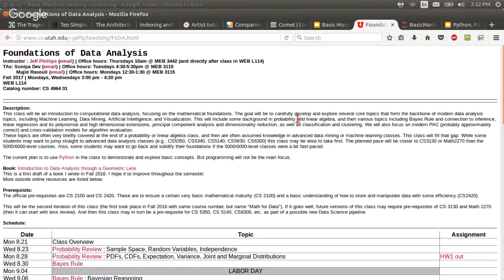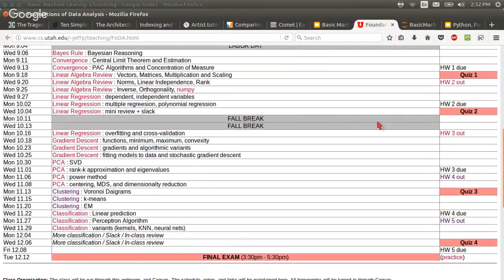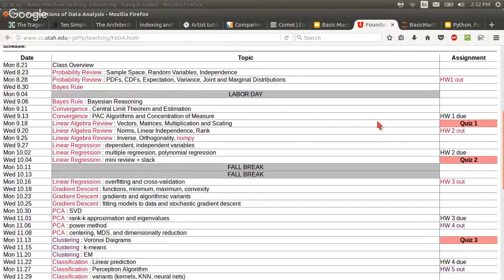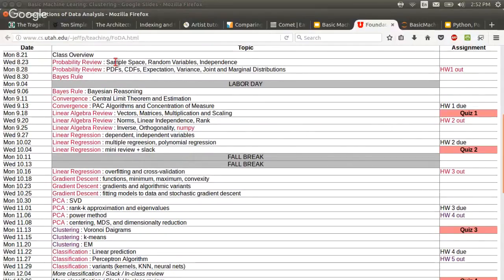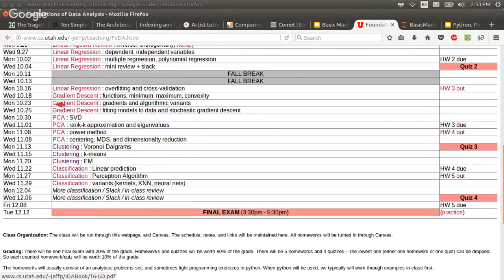So he doesn't have homework 5 linked up here yet, but all these homeworks are available. And it goes through a lot of good stuff. It starts with a basic review of probability, Bayes rule, a linear algebra review, regression. I might talk about PCA and gradient descent next month. I haven't decided. I want to do something more advanced on machine learning, but I'm not a rocket scientist, so it's not going to get that advanced, right?